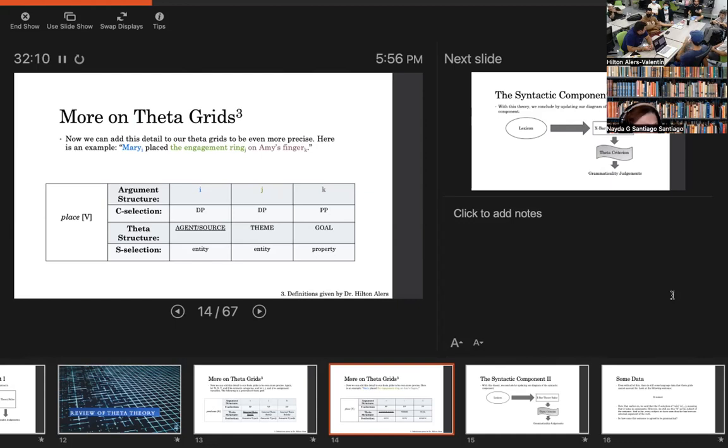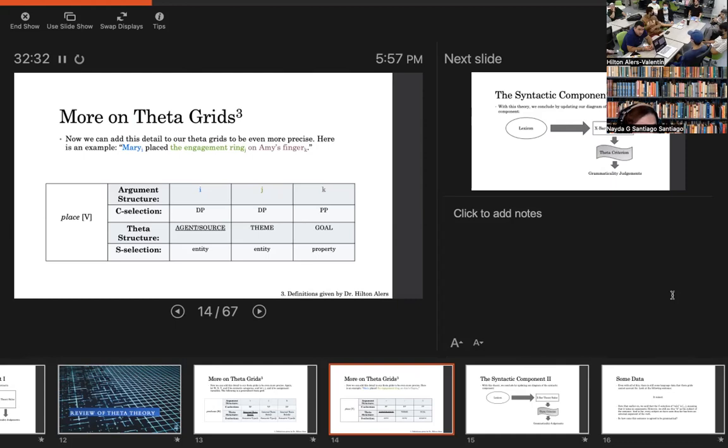We can't use context yet because we are analyzing sentences. So if it doesn't have argument 1 or argument 2, you can determine it's non-grammatical. But if it doesn't have argument 3 or argument K, you can flag it and say it might be grammatical or might not be.